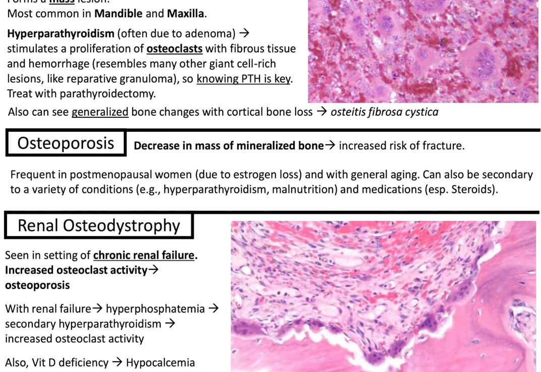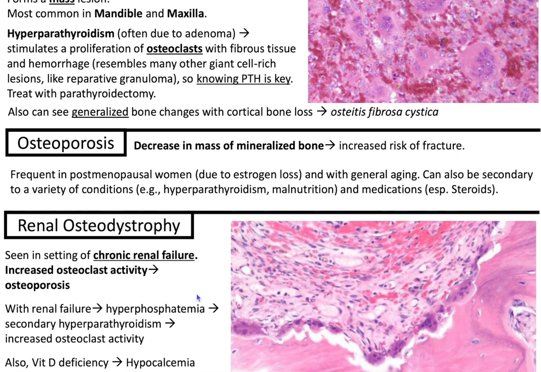Osteoporosis is a decrease in mass of mineralized bone, which can increase your risk of fracture. It's frequent in postmenopausal women due to estrogen loss and with aging. It could also be secondary due to hyperparathyroidism, malnutrition, and medications like steroids. And then renal osteodystrophy. This is seen in the setting of chronic renal failure. It leads to increased osteoclast activity, and because you're consuming more bone, this leads to osteoporosis.